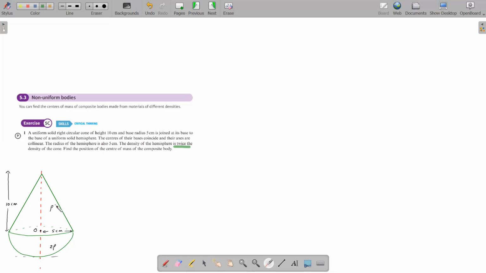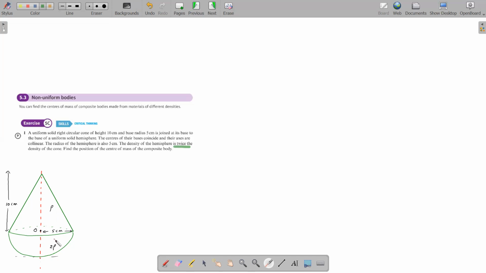The first thing is you draw the diagram. So you can see we have a right circular cone, height 10 centimeter, base radius 5. Can you see my diagram? It's joined at its base by a uniform solid hemisphere. Since the hemisphere also has a radius of 5 centimeters, these two objects coincide, so they fit exactly. But they say very clearly the density of the hemisphere is twice the density of the cone. So if the density of the cone is rho, the only difference here is the density of the hemisphere is going to be 2 rho. From this point onwards, the rest of things are exactly the same.